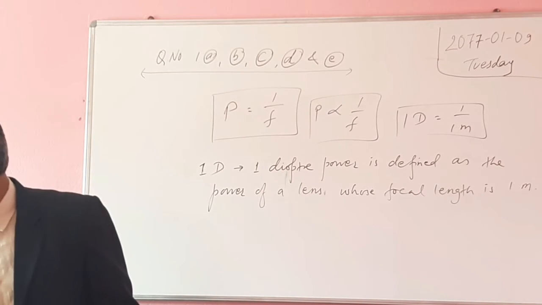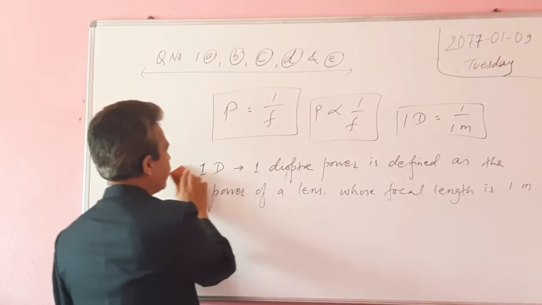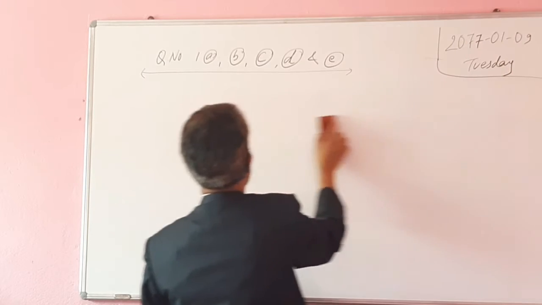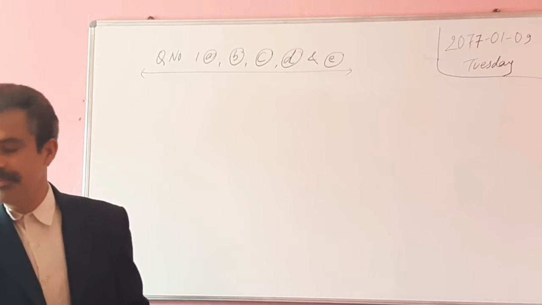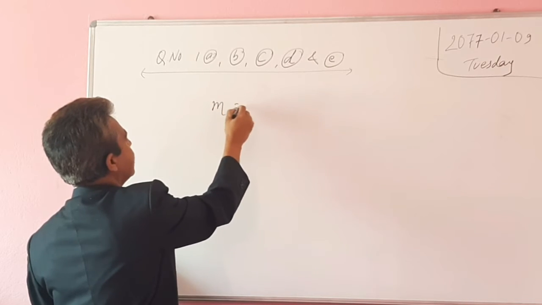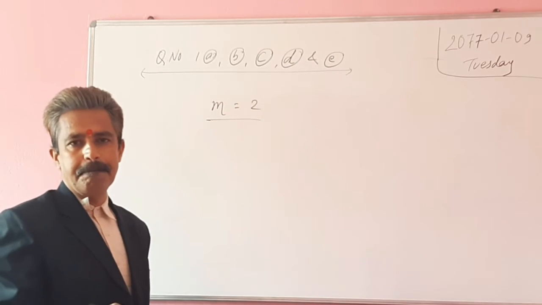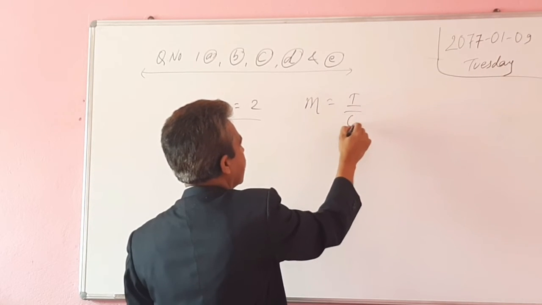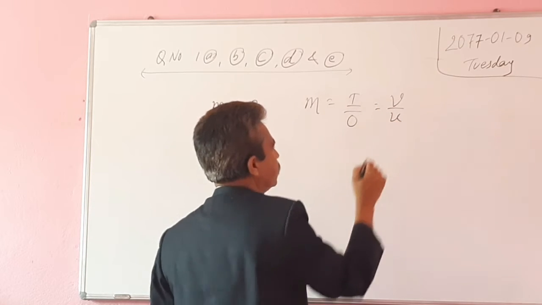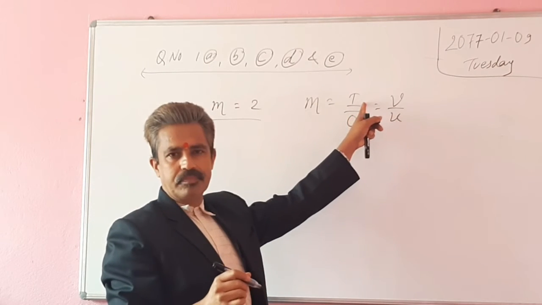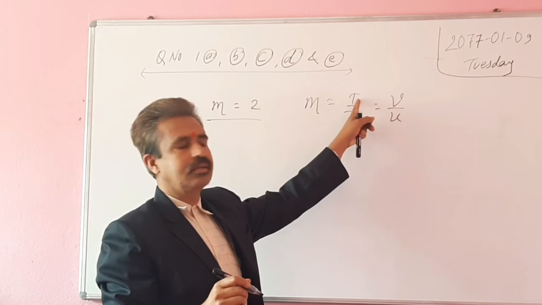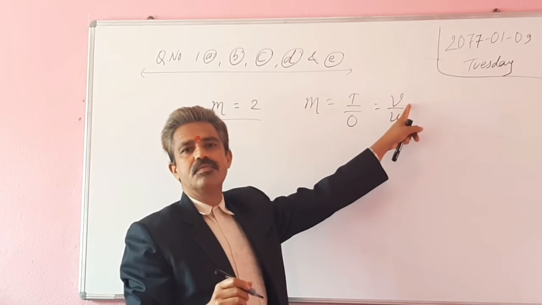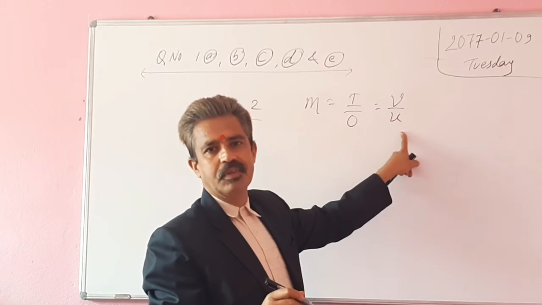Remember. Next question is, what is meant by magnification? Or the magnification is 2. What does it mean? Suppose magnification m equals to 2. For that, we should know the formula of magnification. m equals to I by O or v by u, right? What is I? Height of image. What is O? Height of object. v, image distance. u, object distance.